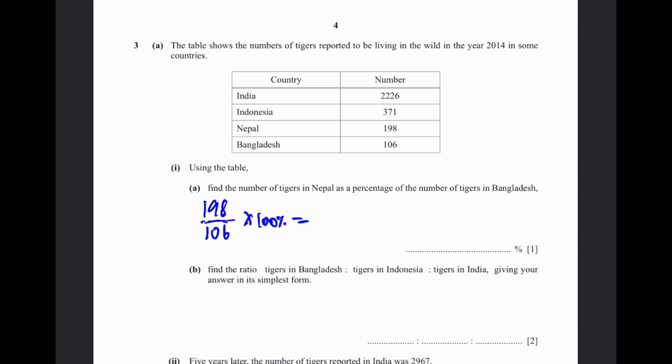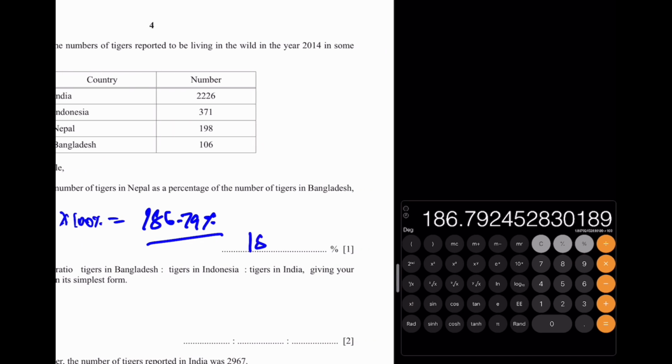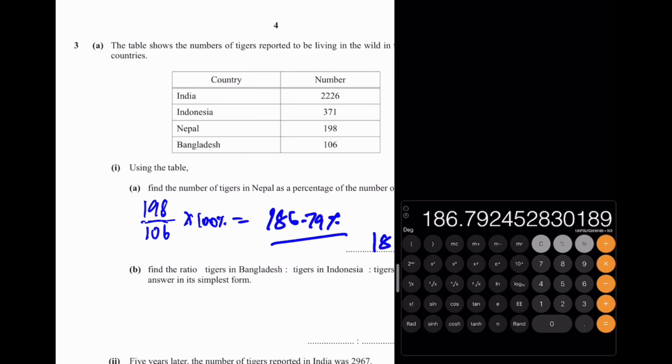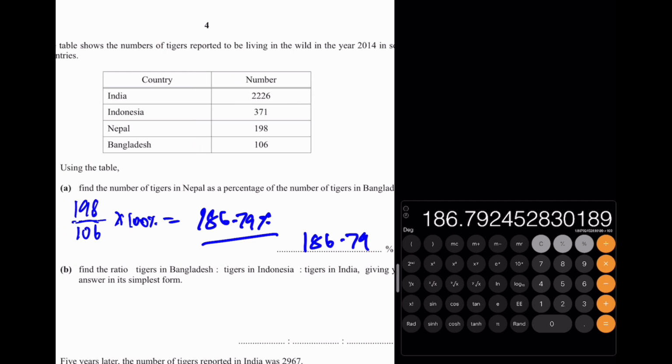And that'll be, let's get our calculator out, 198 divided by 106 times 100 to get 186.79%. That's our answer. B. Find the ratio tigers in Bangladesh is to tigers in Indonesia is to tigers in India, giving an answer in simplest form. Tigers in Bangladesh is 106, Indonesia is 371, and India is 2226.